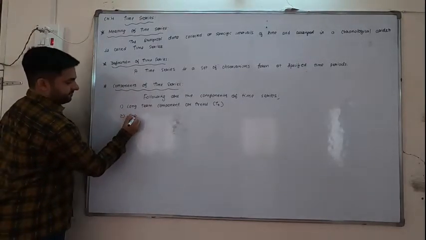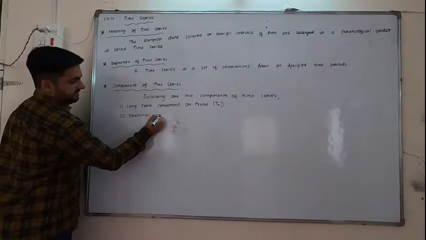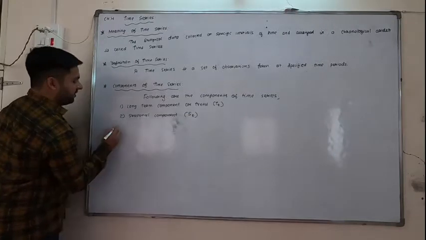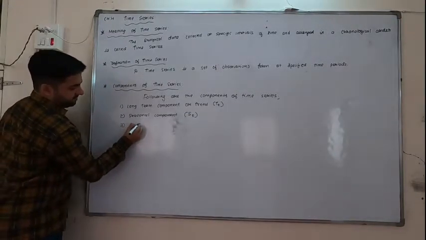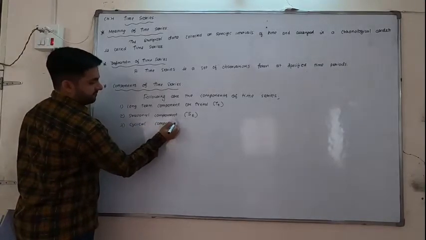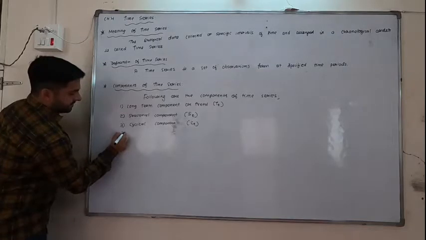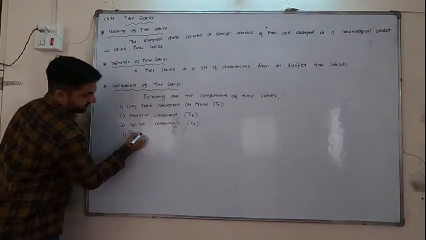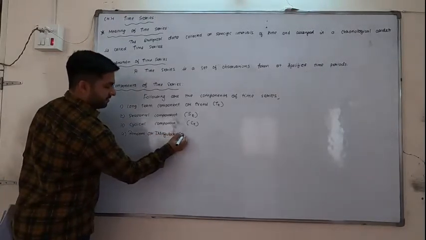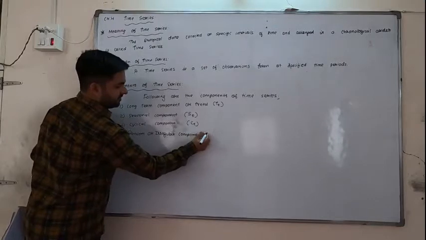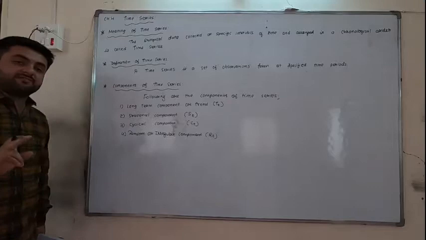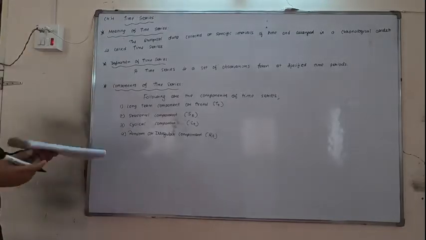Then seasonal component, S capital and t small. Then cyclical component, CT. And fourth, random or irregular component. So this is a 1 mark question. After that, now we are writing the explanation for each, that will be of 2 marks each. Okay, so this is a 1 mark question.